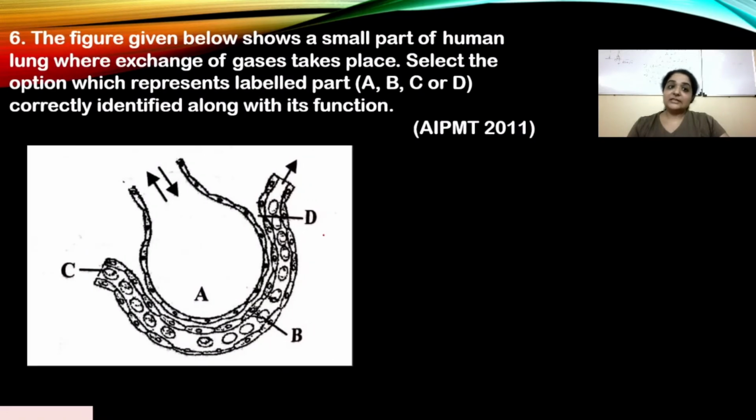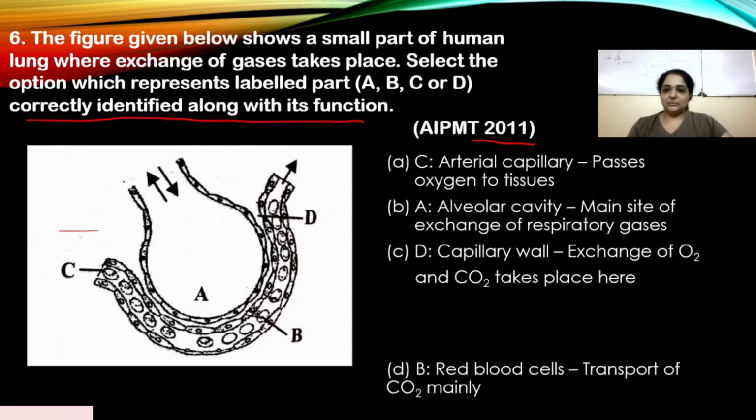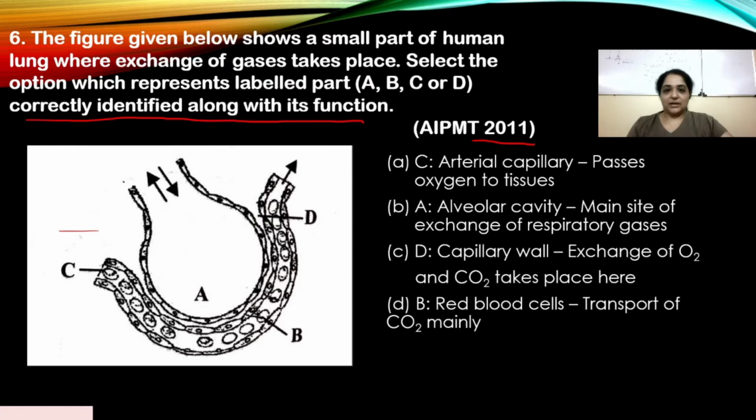Question number 6. The figure given below shows a small part of human lung where exchange of gases takes place. Select the option which represents labeled part A, B, C or D correctly identified along with its function. And this appeared in 2011. Let's look at our options A, B, C and D. Again pause the video, think about the answer, write it down and then come back to this video.